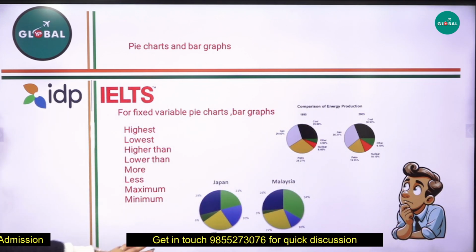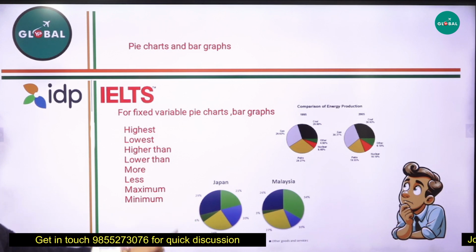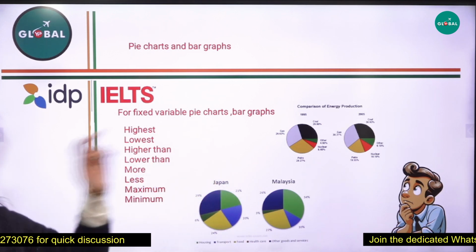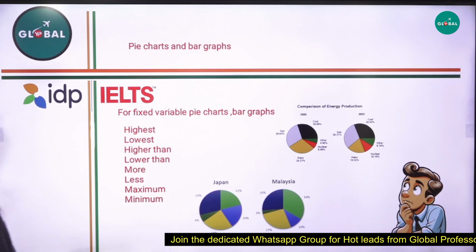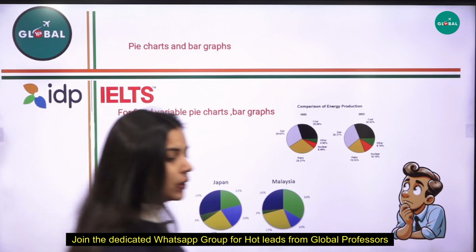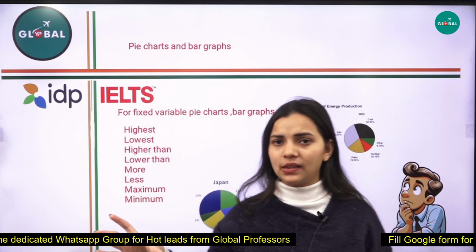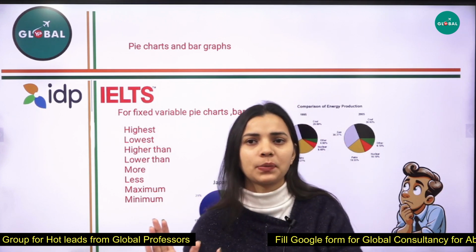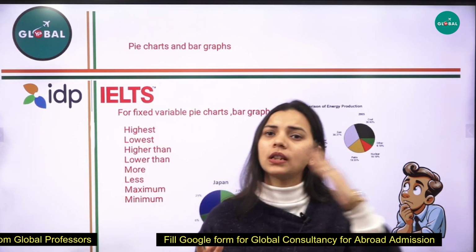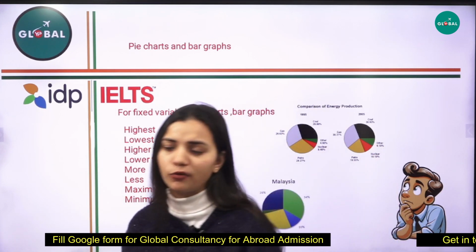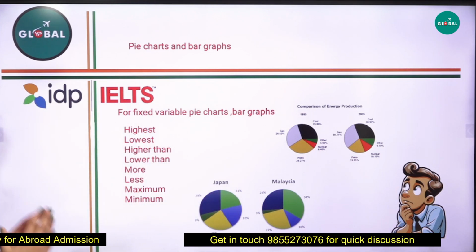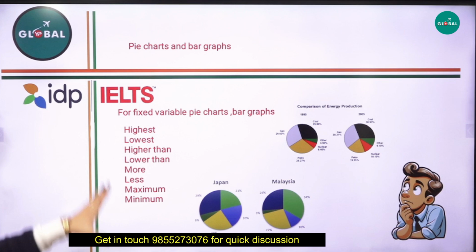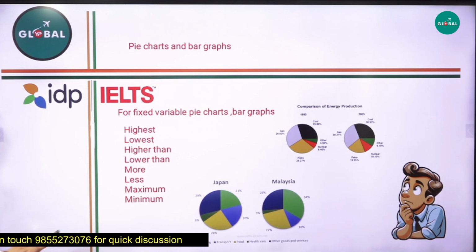As you can see, this is some of the data given for Japan and Malaysia, comparisons of energy production. So this percentage is basically your fixed variable. Now if the percentage is 21%, let's suppose, and 98%, this is fixed. It will not decrease, it will not increase in the case of pie charts. So whenever there is a fixed variable question, you are always supposed to use these kinds of vocabulary, right?